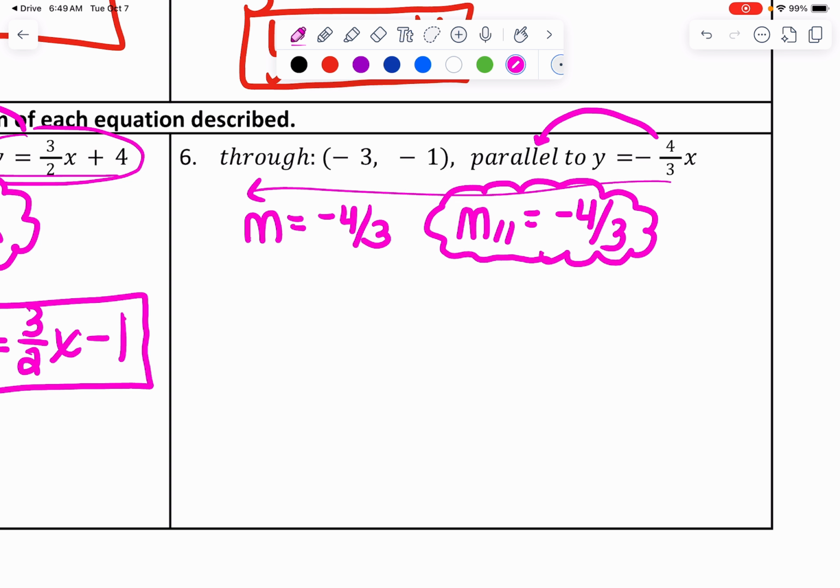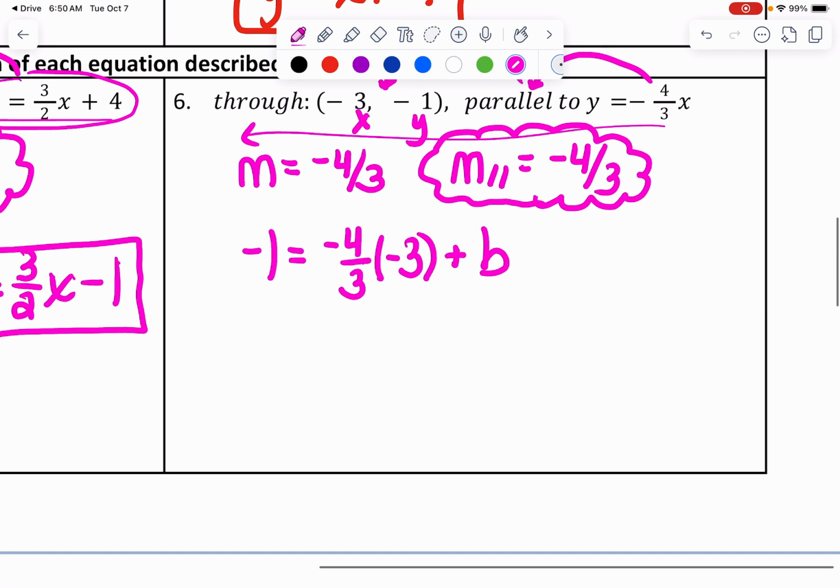Okay, and then through the point would be x and y. So you're plugging into y equals mx plus b and solving for b. Okay, so it'd be -1 for y equals your slope, -4/3, times x, which is -3, plus b.